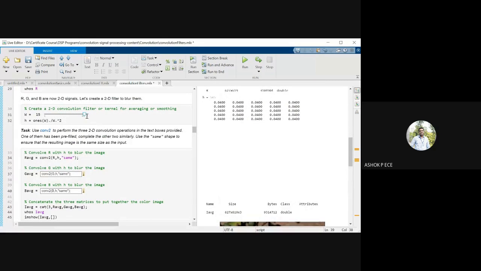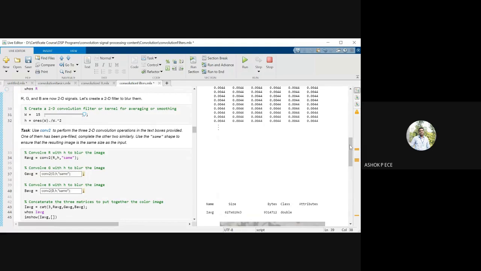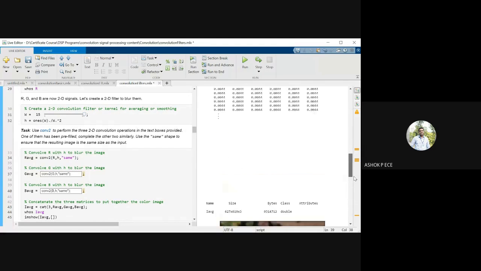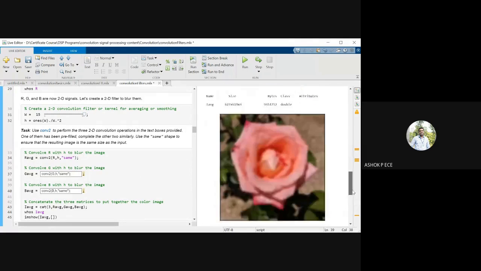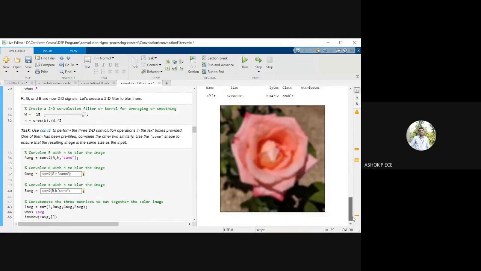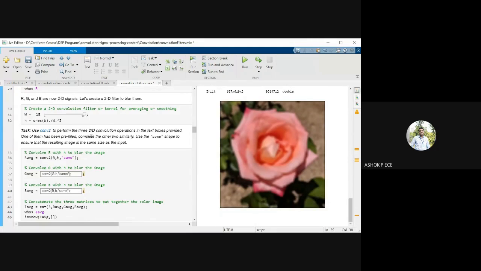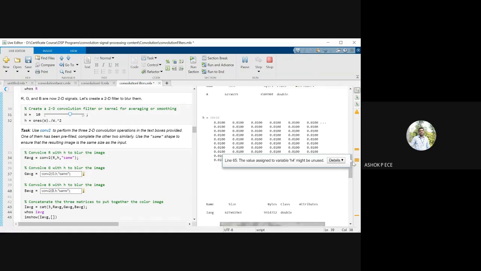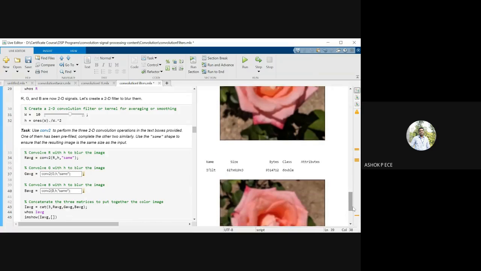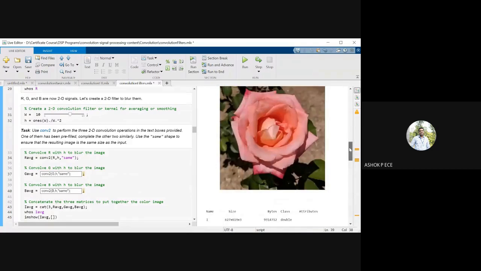Assume if I increase the size to 15, see how the image is changing. You see the blurring happening. This is the original image. This is the filtered image. You see how much it is blurred. So I keep a 10. There is still blurring, but it is not that much blurring.